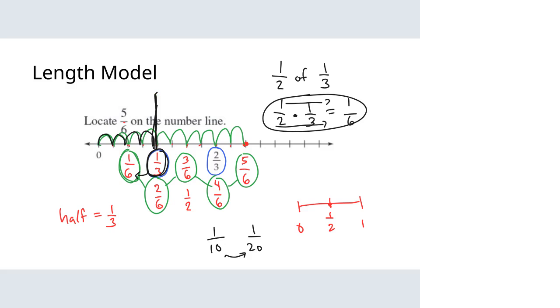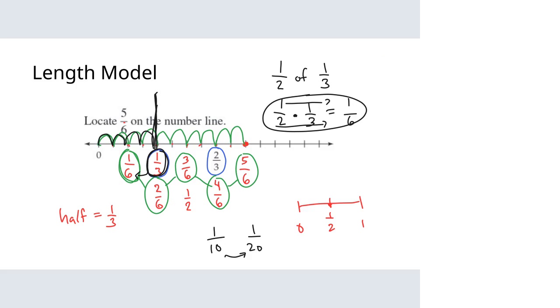Heck, we can use the area model for that. If I have my circle cut into thirds, and I cut one of those in half, now it's just 1/6 of the whole thing. I hope that cleared that up. If not, you can let me know and we can talk about it some more.